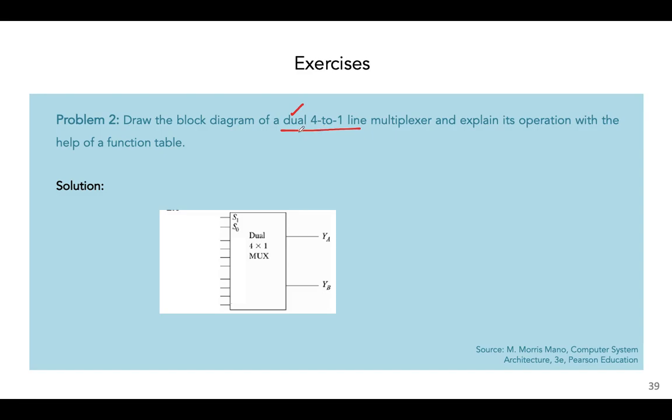But what happens in case of a dual 4 to 1 line multiplexer is that it will have 8 inputs, right? But it will only have 2 select lines. So this is what a dual 4 to 1 line multiplexer looks like. So you can see here we have 4 plus 4, 8 inputs, but only 2 select lines. And these 2 select lines actually control the operation of both these 4 by 1 multiplexers, right?